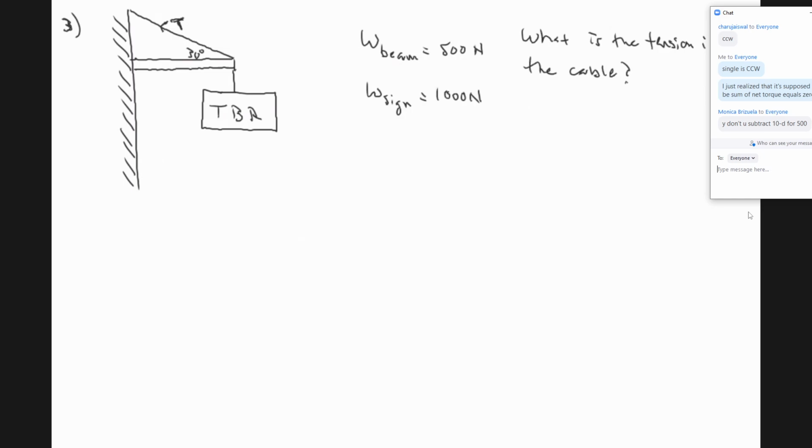We're trying to hang a sign up. The sign weighs 1,000 newtons, and then the beam that's holding the sign weighs 500. And there's a cable that is attached at the end of the beam, right? I want to find the tension in that cable that'll hold the system up where it's attached 30 degrees above the horizontal. That's not RT, it's just an arrow with tension.